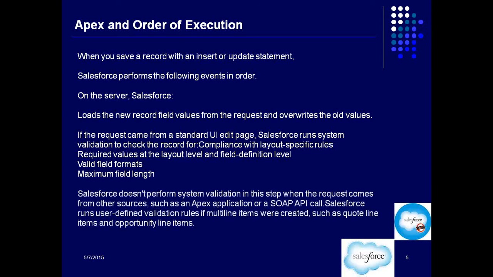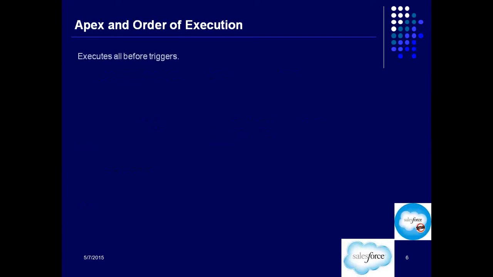Okay, Salesforce doesn't perform system validation in this step when the request comes from other sources such as an Apex application or a SOAP API call. So this will not be checked if it comes from Apex code or anywhere else, or maybe a data loader. All these things will not be checked. So this part is only important when it's happening through the layout. Now what happens next?